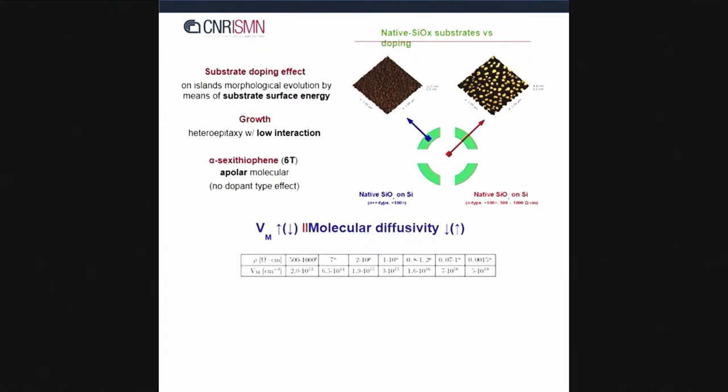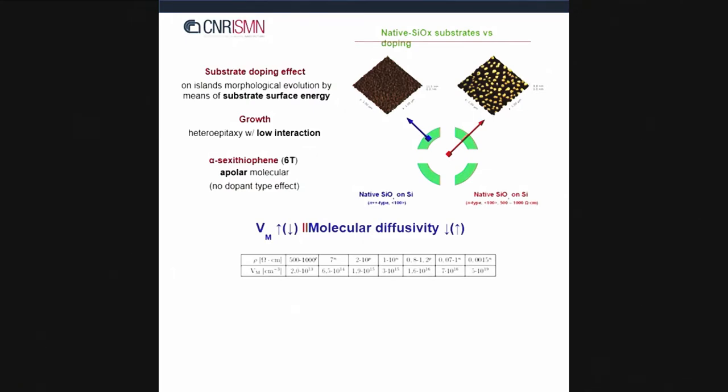To prove this, we have done a proof of concept experiment by using a sample composed of four regions of evenly doped silicon oxide on a base of very low doped silicon. And as you can see, the morphology of the material is completely different. In the center, we have bigger islands. In the evenly doped region, we have very small, denser islands. So if we increase the doping concentration, we decrease the molecular diffusivity, and vice versa.